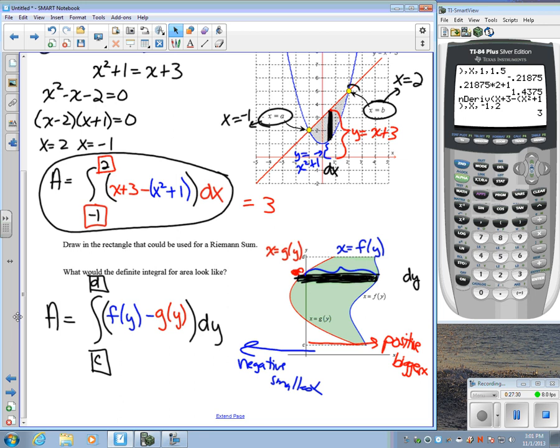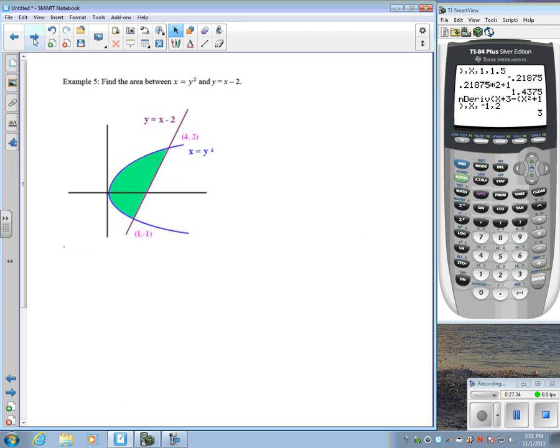So now we're going to try one. If you go to the last page of your packet, we're on example 5. What I'd like you to try and do is find the setup for this definite integral. You can do this. So what I'd like you to do is find that setup. Pause your video now, please.